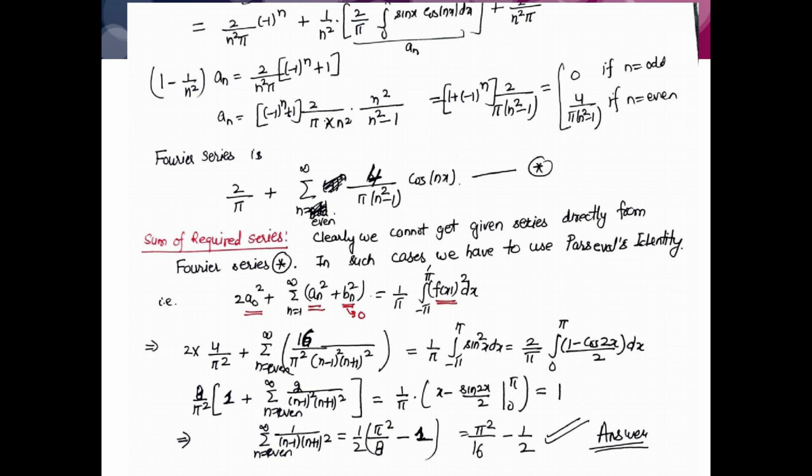Parseval's identity is written here. So just put the values of a0, an, and bn is 0. We have to just simplify the right hand side, that is the integral from -π to π of f(x) whole square dx. Simplify this, we get the desired series and we have the final answer.